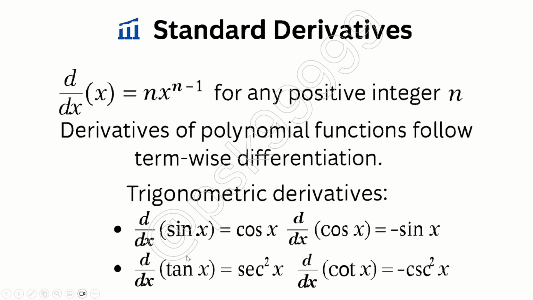Trigonometric differentiations are here. One is d by dx of sin x equals cos x, and differentiation of cos x is minus sin x. Remember there is a minus sign. Differentiation of tan x is secant square x. Differentiation of cot x is minus cosecant square x. So remember, and there are many more actually. You have to remember a big list of things, so be prepared for that.